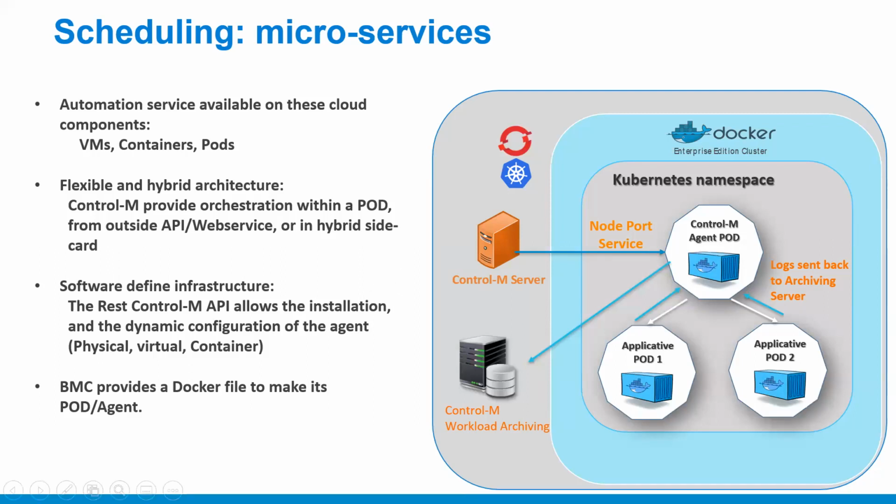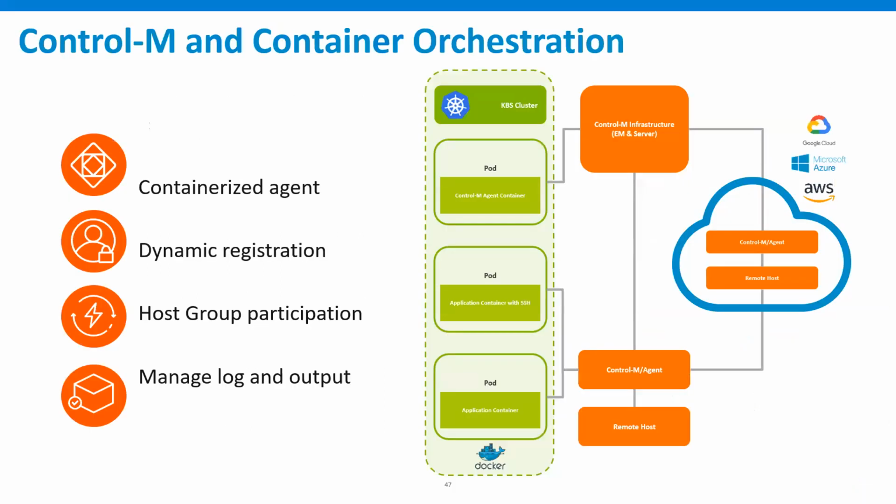On top of that, BMC also provides a Docker file which enables customers to spin a container, spin a pod, and install an agent on the pod itself. The other way is that the Control-M agent resides outside of your container, and through your CLI, the Control-M agent talks to your machines, you orchestrate your pods basically.